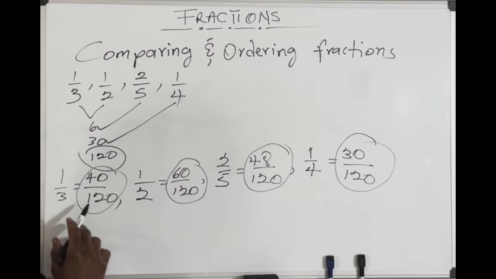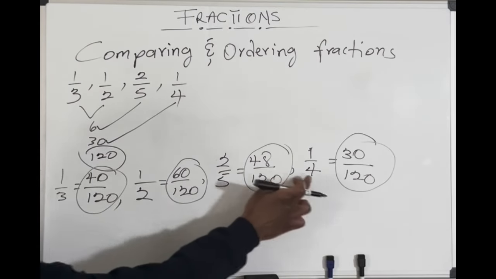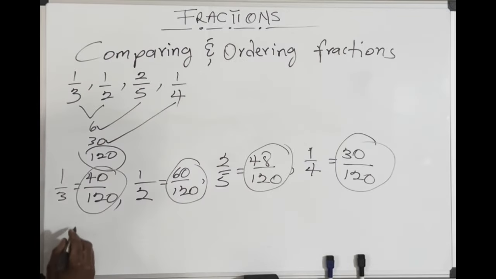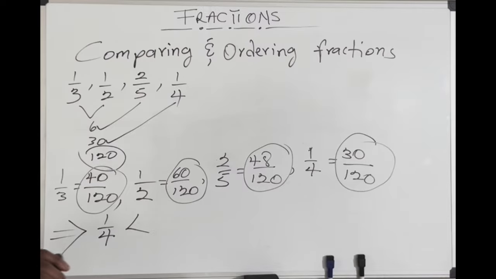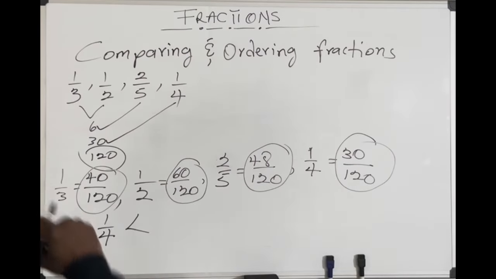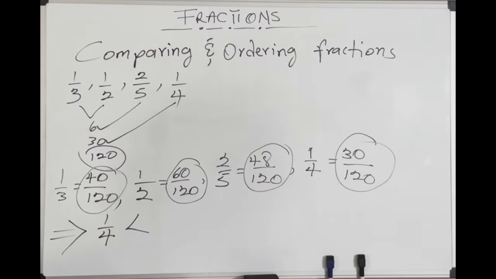So right now, we're gonna check it. What number is the least? 40, 60, 48, 30. It's 30. And then 30 goes for what? 1 over 4. So our final answer will be 1 over 4 is definitely less than. Remember, left hand is what? Less than. Right hand is what? Greater than. So from ascending, 1 over 4 is less than.